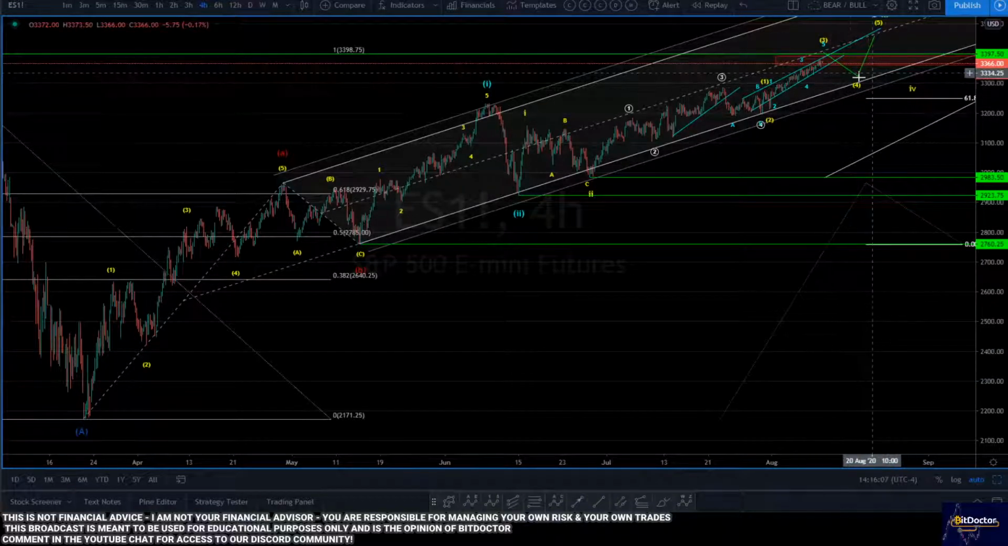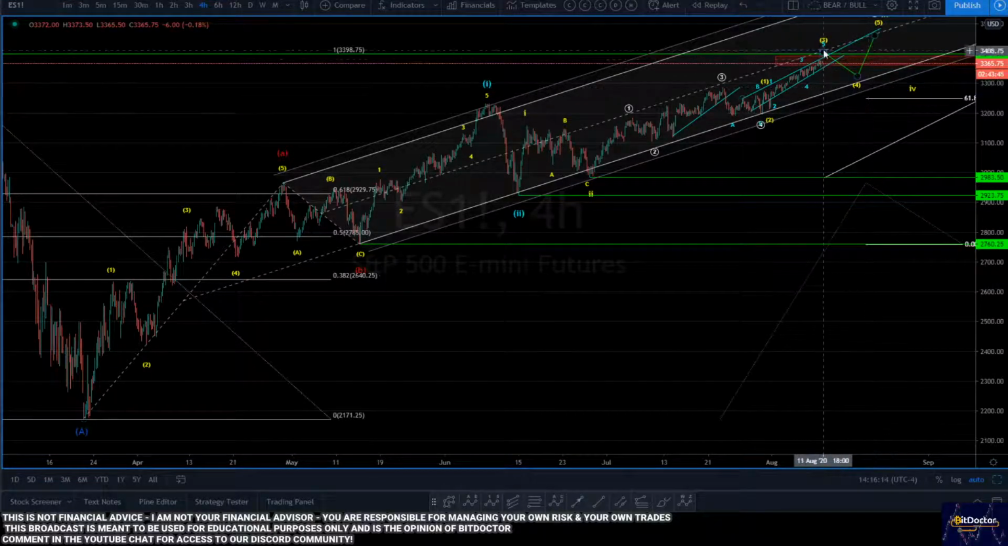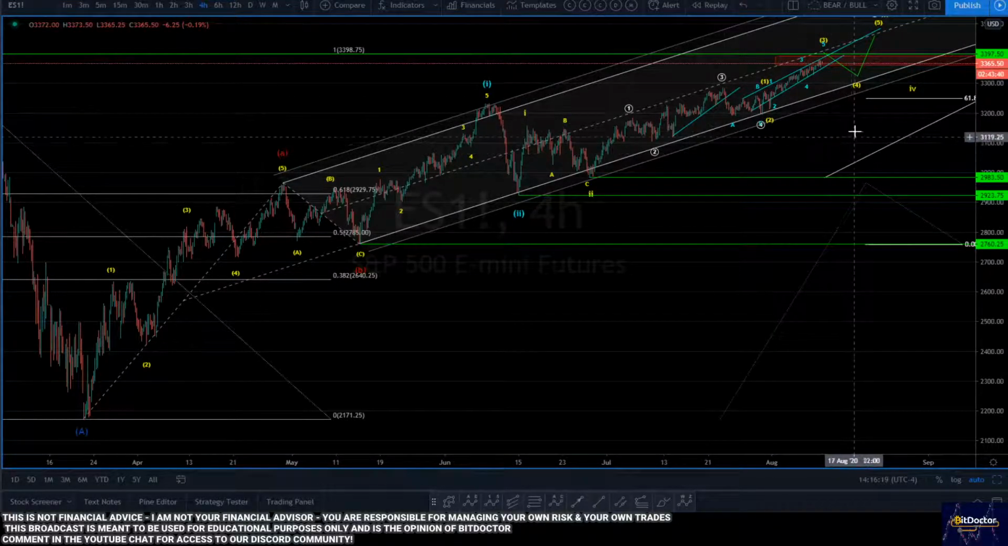So I think we're going to get down here again. I would be interested in buying down here if we do make this pullback, and I think we will. But in the meantime, I still think that the trend is up one way or another. I think the trend is up. So this is the bear case again.